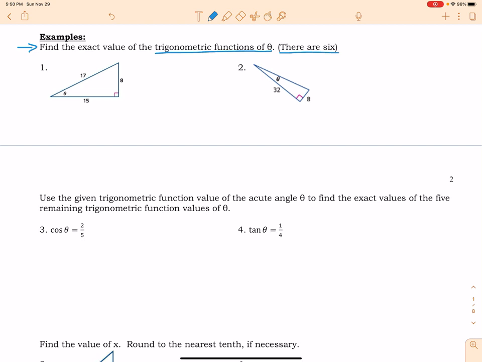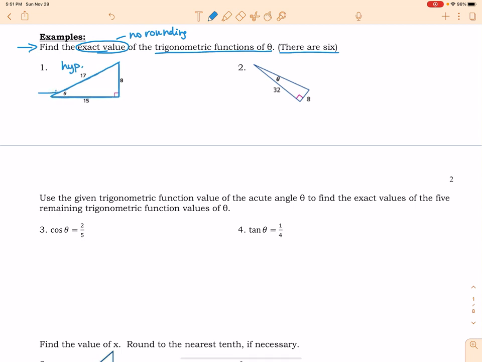If we're told to find all of them, we're going to find sine, cosine, tangent, and their reciprocals. So when I use the words exact value, this means no rounding. So that means if I have a fraction as my answer, I'm going to leave it as a fraction. So let's look at this first right triangle. As you can see, 17 is the measure of the hypotenuse. It's the longest side and it's across from the right angle. 8, of course, is the short side, and then the other leg is 15.